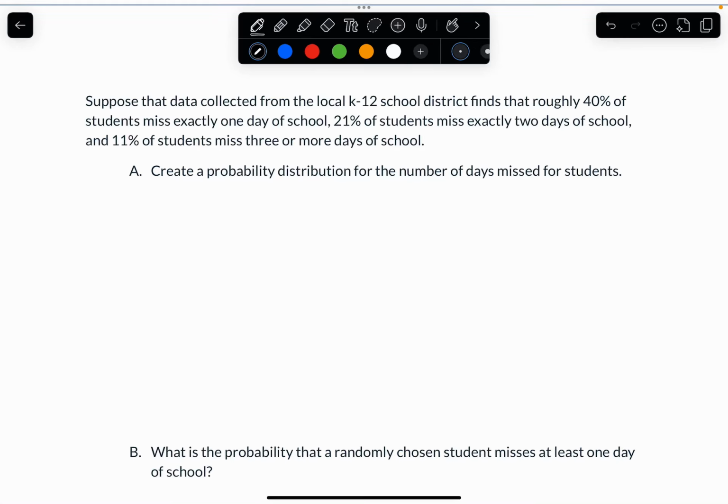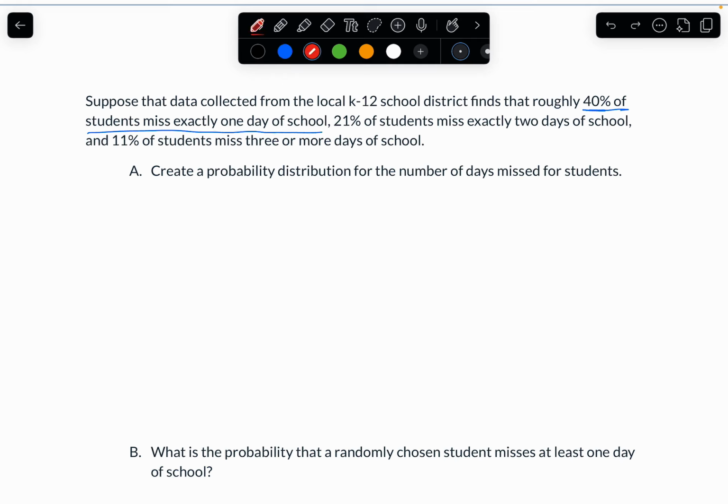We are going to look at one more example, trying to put together a lot of the same ideas that we've been talking about throughout this course. We're going to particularly look at probability distribution. So suppose that data collected from a local K through 12 school district finds that roughly 40% of students miss exactly one day of school.